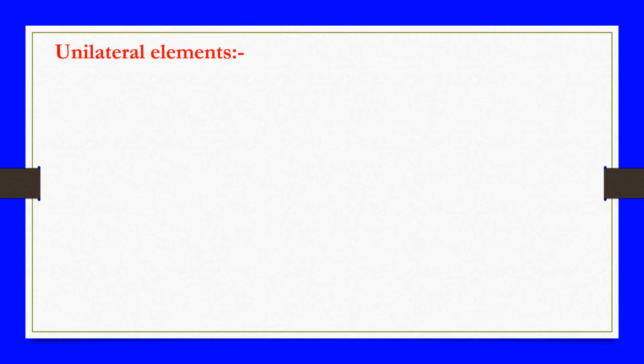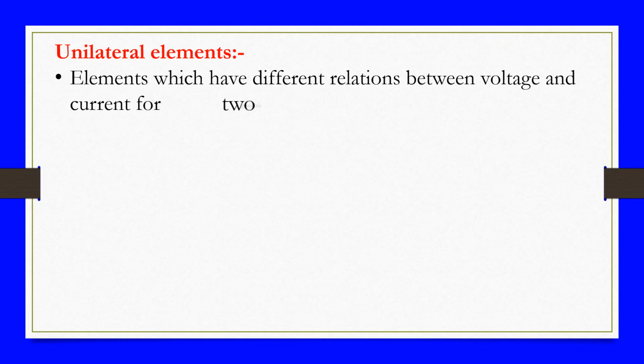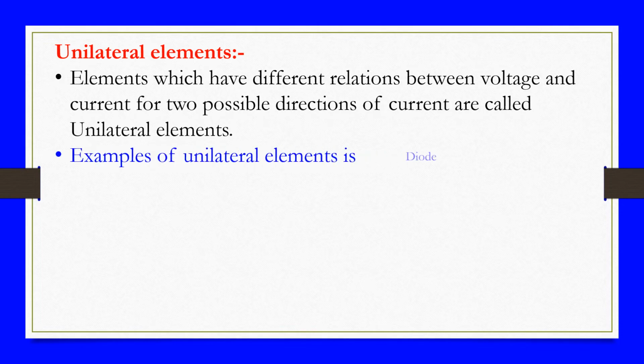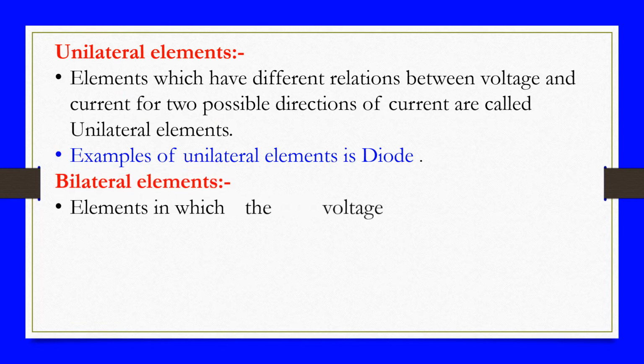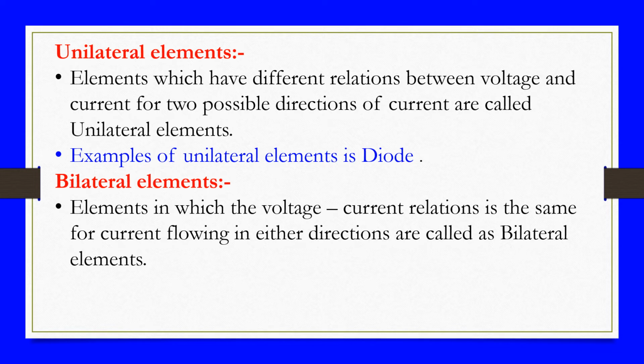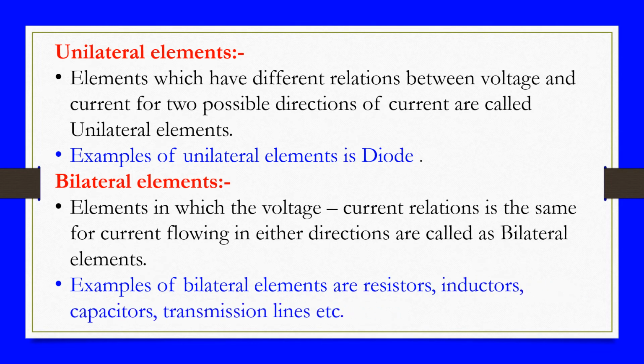Unilateral elements. Elements which have a different relation between voltage and current for two possible directions of current are called unilateral elements. An example of a unilateral element is a diode. Bilateral elements. Elements in which the voltage-current relation is the same for current flowing in either direction are known as bilateral elements. Examples of bilateral elements are resistor, inductor, capacitor, transmission lines, etc.